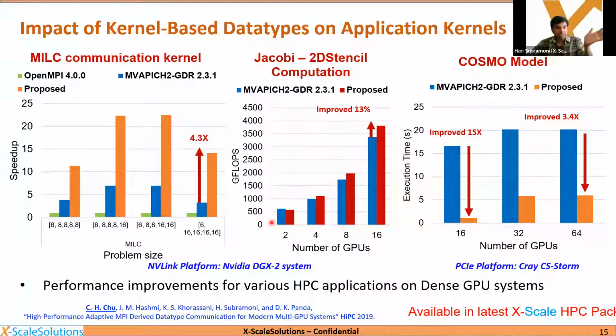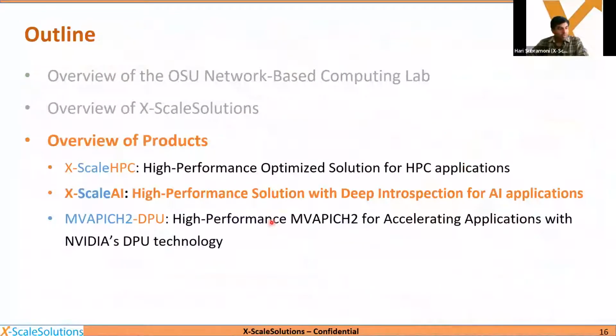So in brief, these are the optimizations that the Xscale HPC package offers you to get out-of-the-box fine-tuned performance on various kinds of CPU, GPU, and hybrid CPU-GPU clusters. Now with that, let me move on to the next portion of the talk, which is Xscale AI. And folks, feel free to interrupt me if you have any questions, okay? I can keep talking like this forever, which would probably be very boring for you.